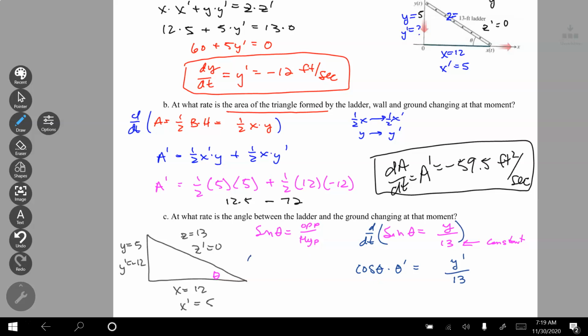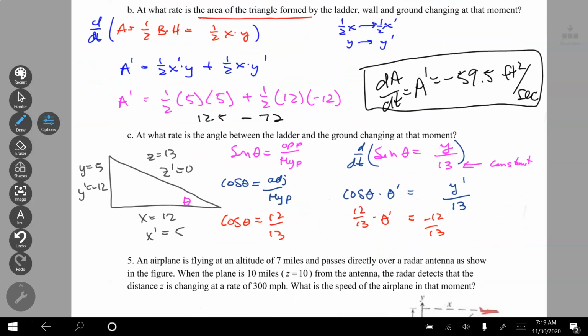Well, cosine of this angle in the moment is adjacent over hypotenuse. So in the moment, cosine of theta is equal to 12 over 13. So I have 12 over 13 times theta prime is equal to, well, my y prime is equal to negative 12 over 13.